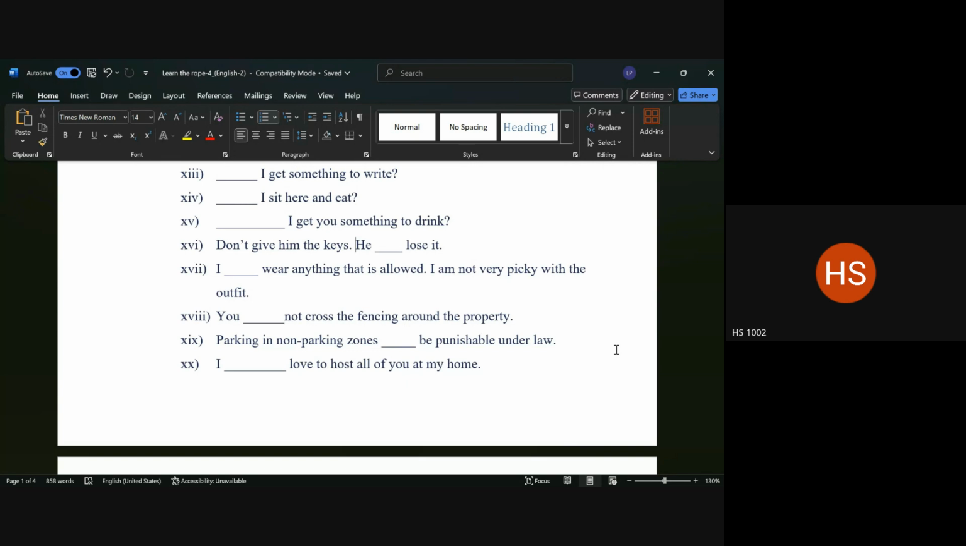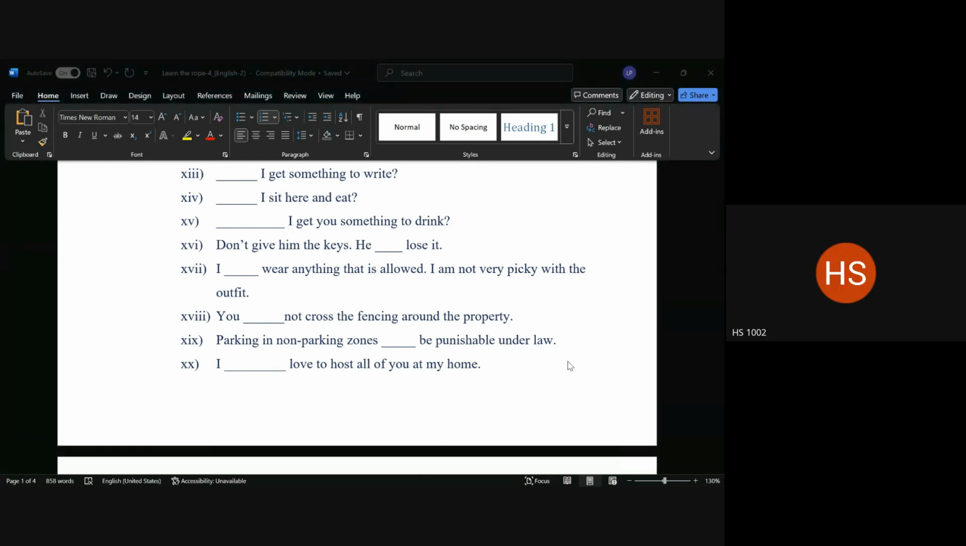You can use a semi modal here also. Which one will you use? Ought to. What is it, ought not to, ought not. You ought not or oughtn't. You can also use the contracted form. You should not. You ought not cross the fencing.